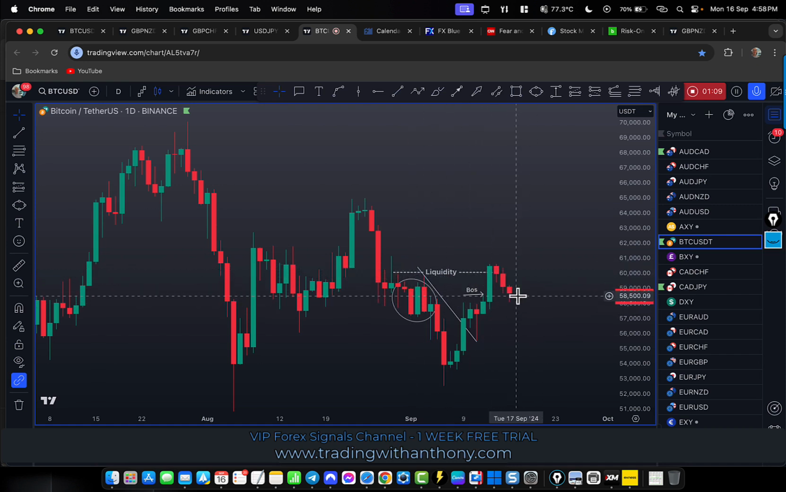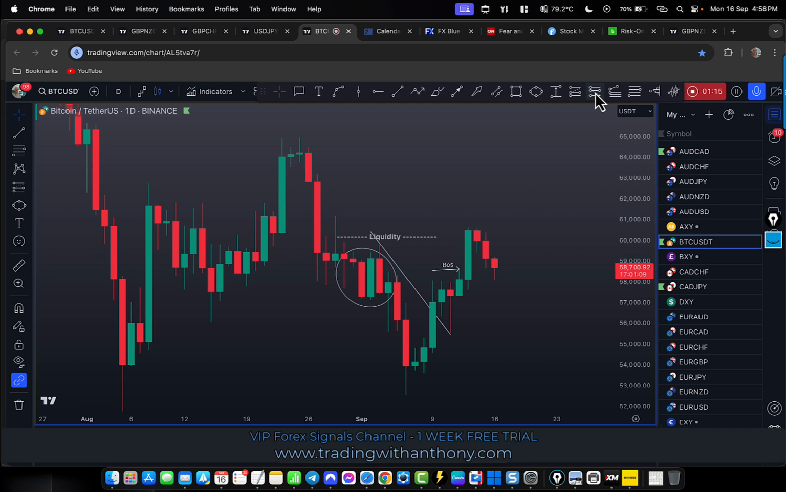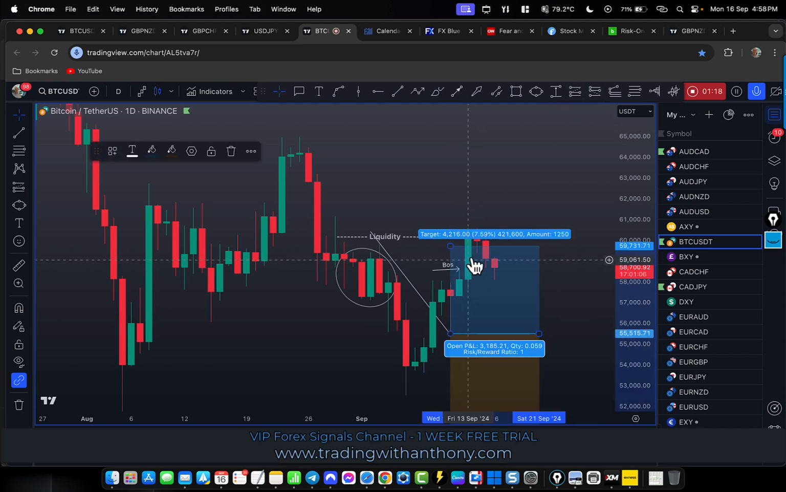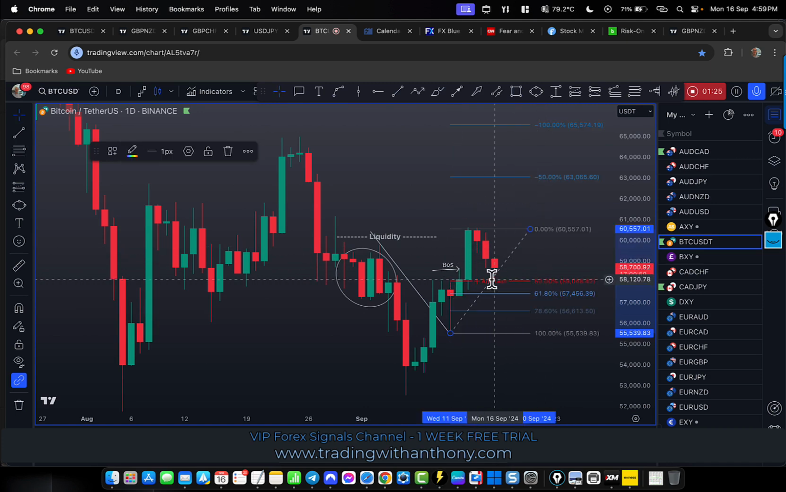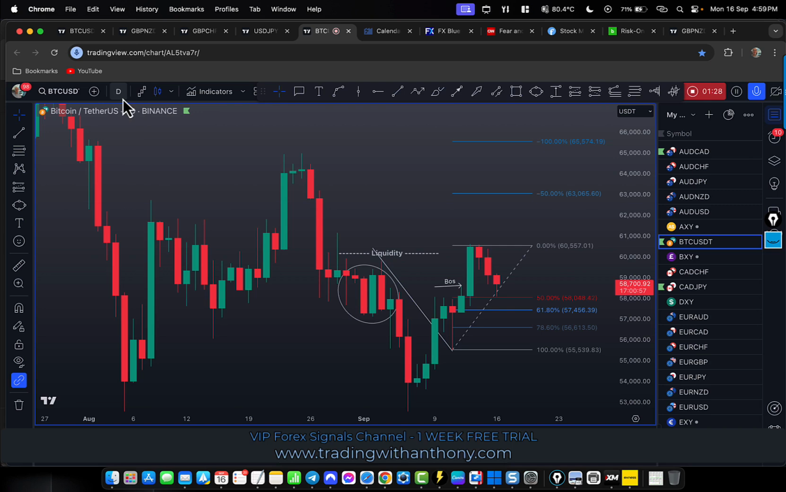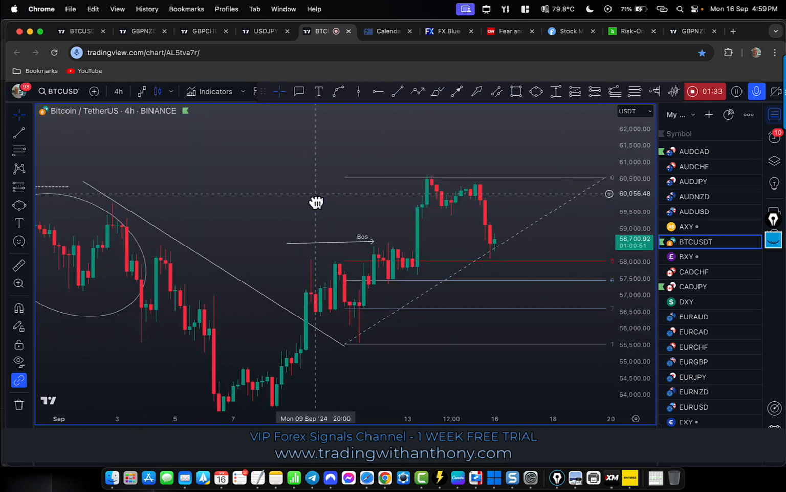Okay, and now we've got this really nice pullback. So this fits with my trend continuation strategy. Fibonacci, low to high, down into the 50, buy. We could go down to a 4H and have another look at it from this perspective. I like what I'm seeing here as well.